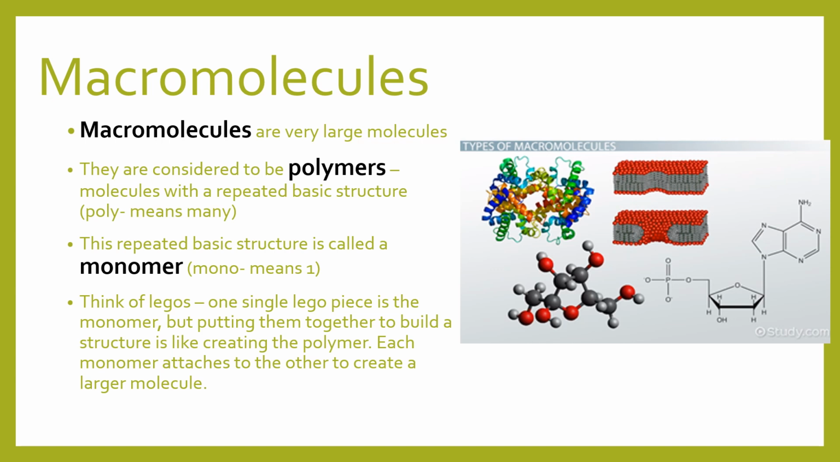So the repeated basic structure is called a monomer. Mono meaning one. The way I like to think about this is Legos. A monomer would be one single Lego. This Lego, though, can connect to another Lego, which can connect to another Lego and another Lego. Connecting them all together to build a bigger structure is what we'd be doing to make the polymer, to make our macromolecule. But all of the monomers are the same. They're all the same little piece, and we just add them together to make a bigger structure.